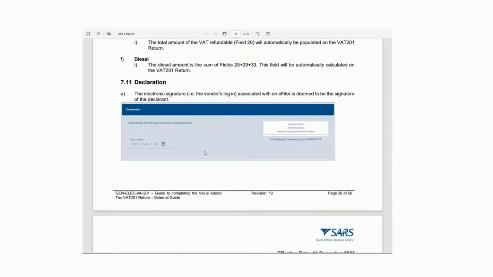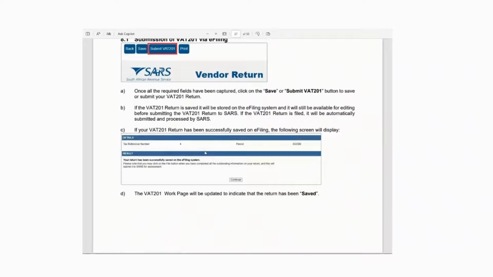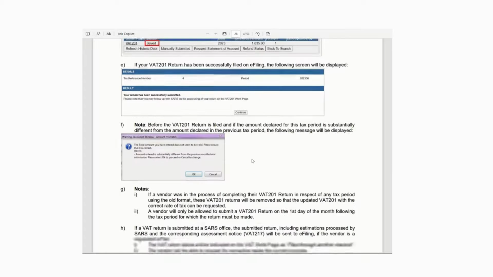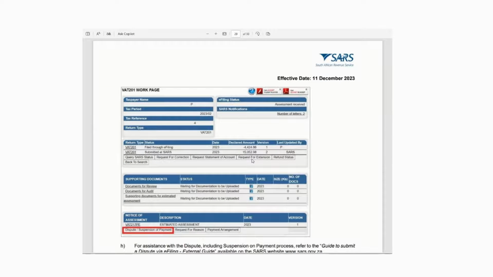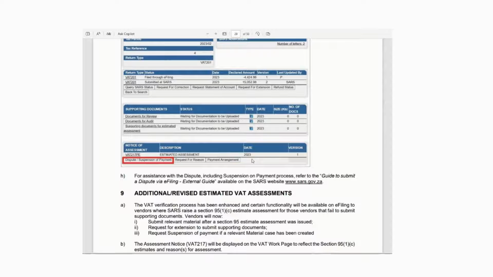If there's a payment that you need to make, then you would process the payment on the e-filing system, which is very easy, and you can see that the document was saved, and later on the status will be submitted, and you've declared a certain amount. You can even see the statement of account showing you what you've put into the system and how it then deducts. This is the amount that you need to pay. And then also you can dispute certain amounts that are there.